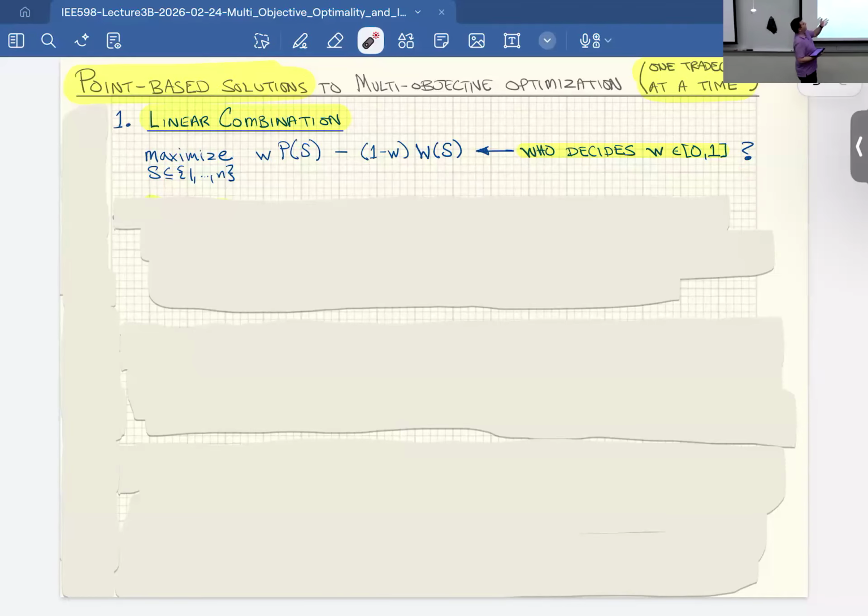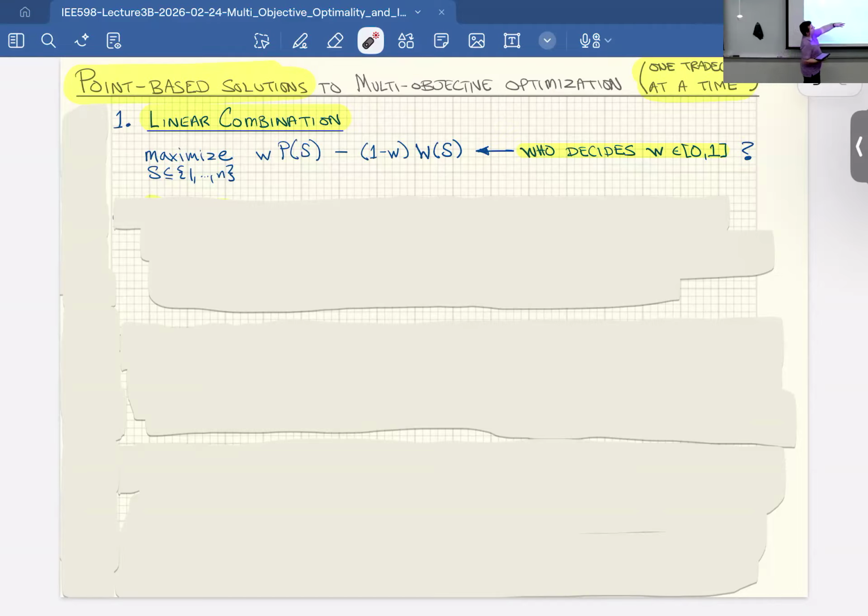If I set it equal to 0, all I care about is profit. If I set it equal to 1, all I care about is weight. Well, neither of those are probably what I want. So do I set it somewhere in between? Who decides that? If I don't know what the right balance is, I might just be interested in knowing how these two things trade off with each other.